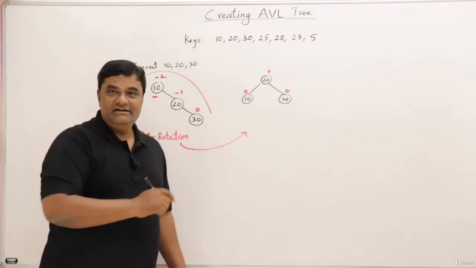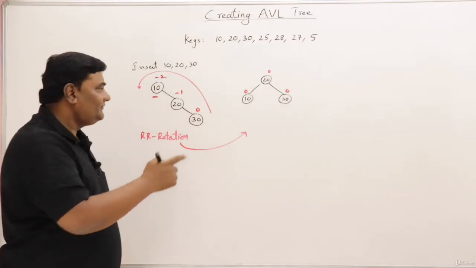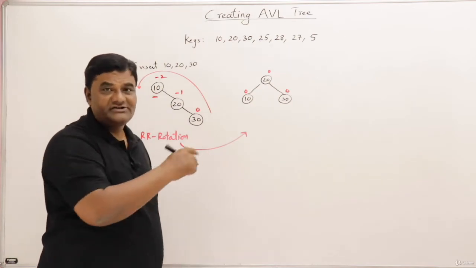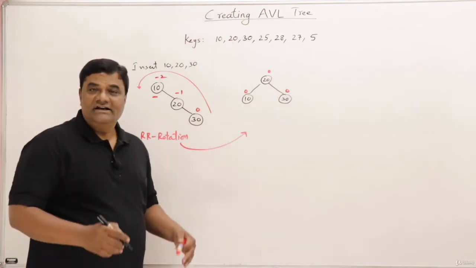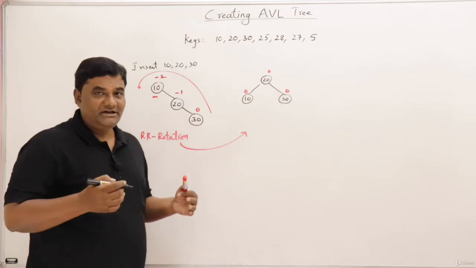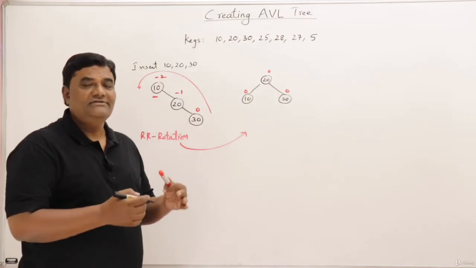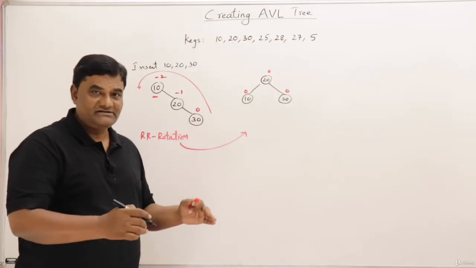I was inserting the key. When the tree became imbalanced, when one of the nodes became imbalanced, I performed rotation. I have adjusted it. So that's how, the moment a tree node becomes imbalanced, we perform rotation and keep the AVL tree always balanced.